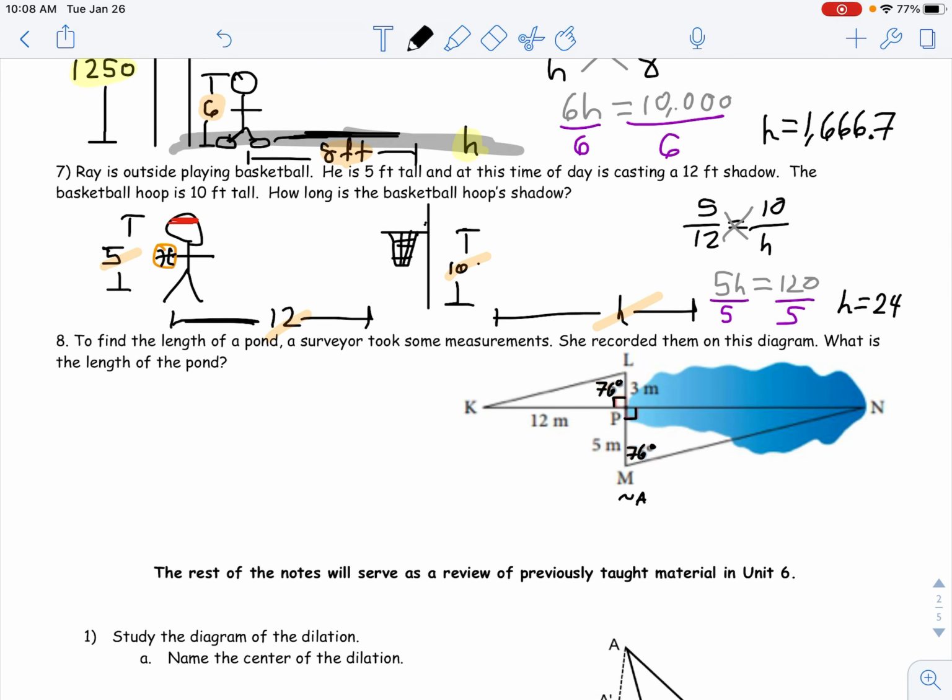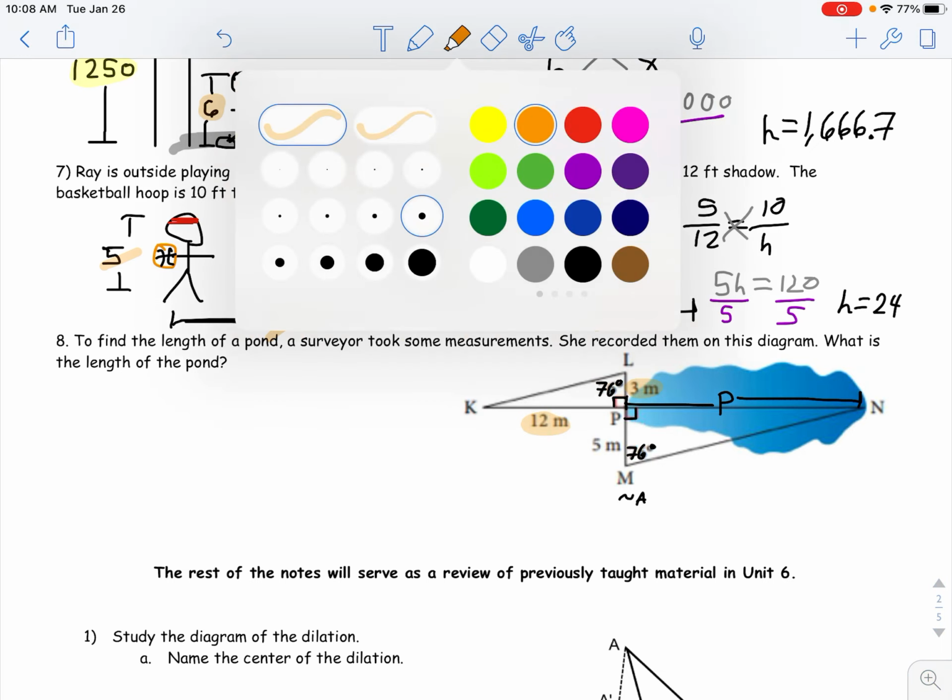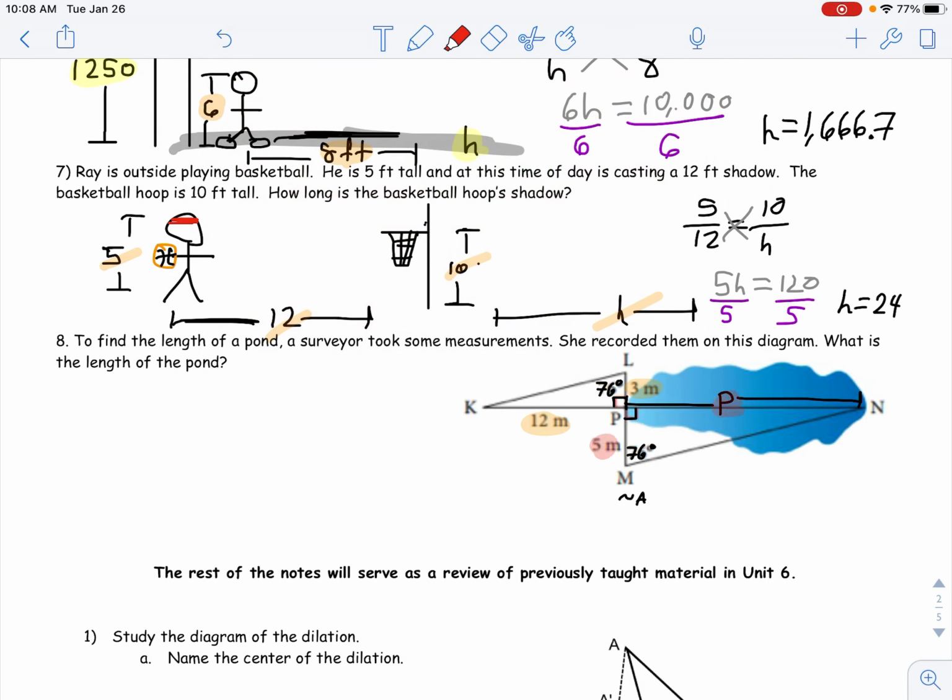All right. Now next, there's a couple ways to do this. What is the length of the pond? We'll call this length P for pond. I'm going to say, well, 3 to 12 and 5 to P. Those are the corresponding sides. So 3 to 12 is equal to 5 to P. And then, again, you might be able to tell 3 to 12 is just times 4, so 5 times 4 you get 20. Or we can actually just work it out. 3P equals 60, divide both sides by 3, and P equals 20.